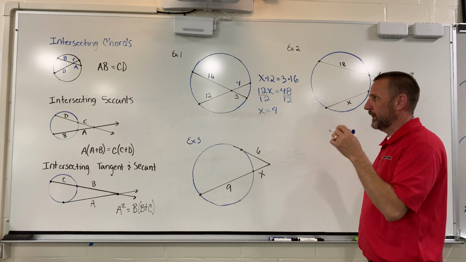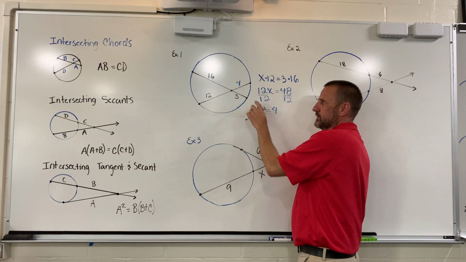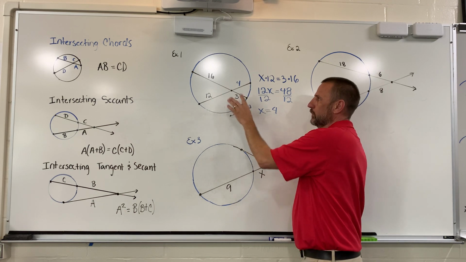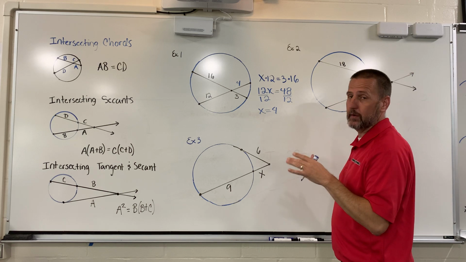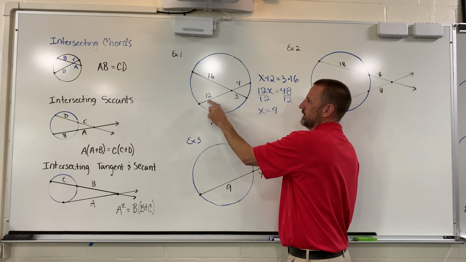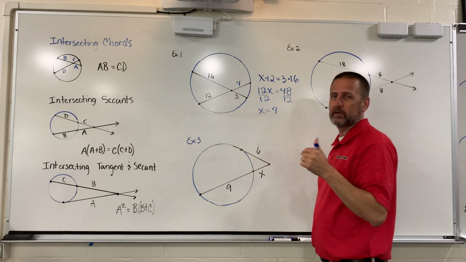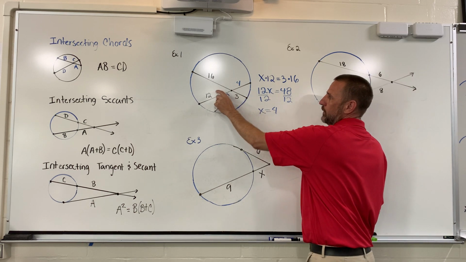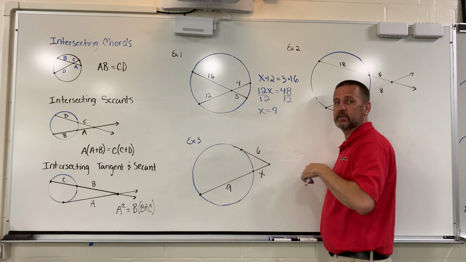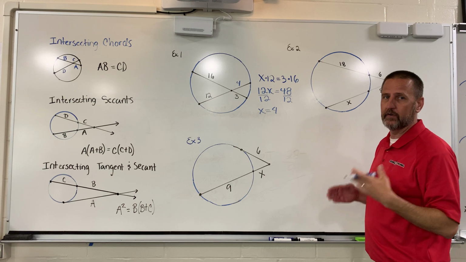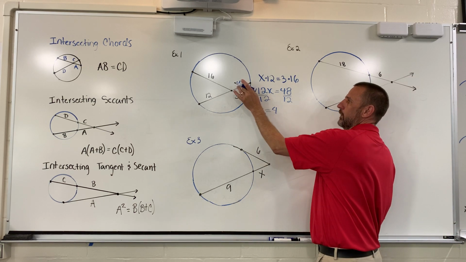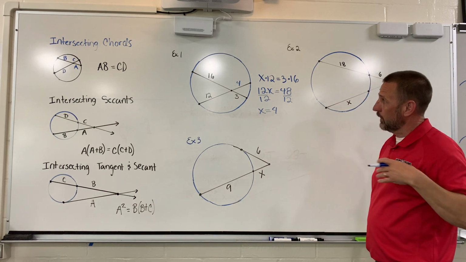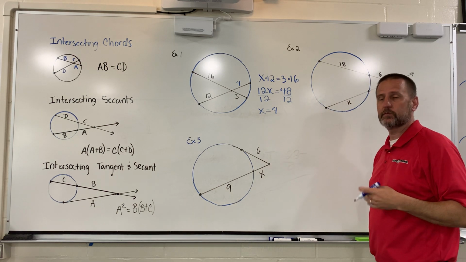Just so I'm clear, what I'm saying is that, according to the rule, the product of these two and the product of these two are equal. It does not by any means imply that this segment is the exact same length as this segment, because that's not true. 4 plus 12 is 16, and 16 plus 3 is 19. They're not the same length. It's their products that are the same. So when we plug in 4, 4 times 12 is 48, and 3 times 16 is 48, so I know it's a true answer.